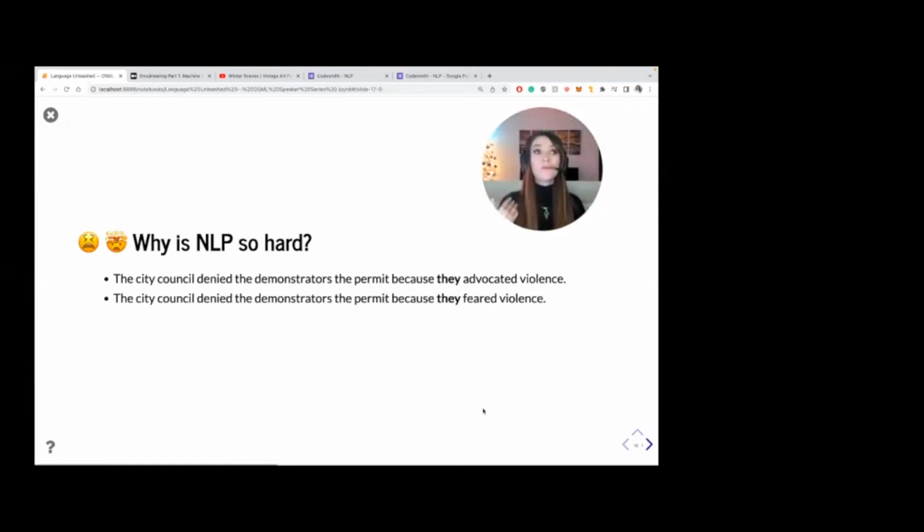So who is they? From my context of life, I assume that they in the first sentence was the demonstrators, and in the second one was the city council. But it could very much be that the ones that feared violence were the demonstrators. So that goes to say that it's unclear, even though it's exactly the same word. If we wanted to represent this word with a single numerical character, we wouldn't have success because they don't refer to the same thing, even though it's exactly the same word.